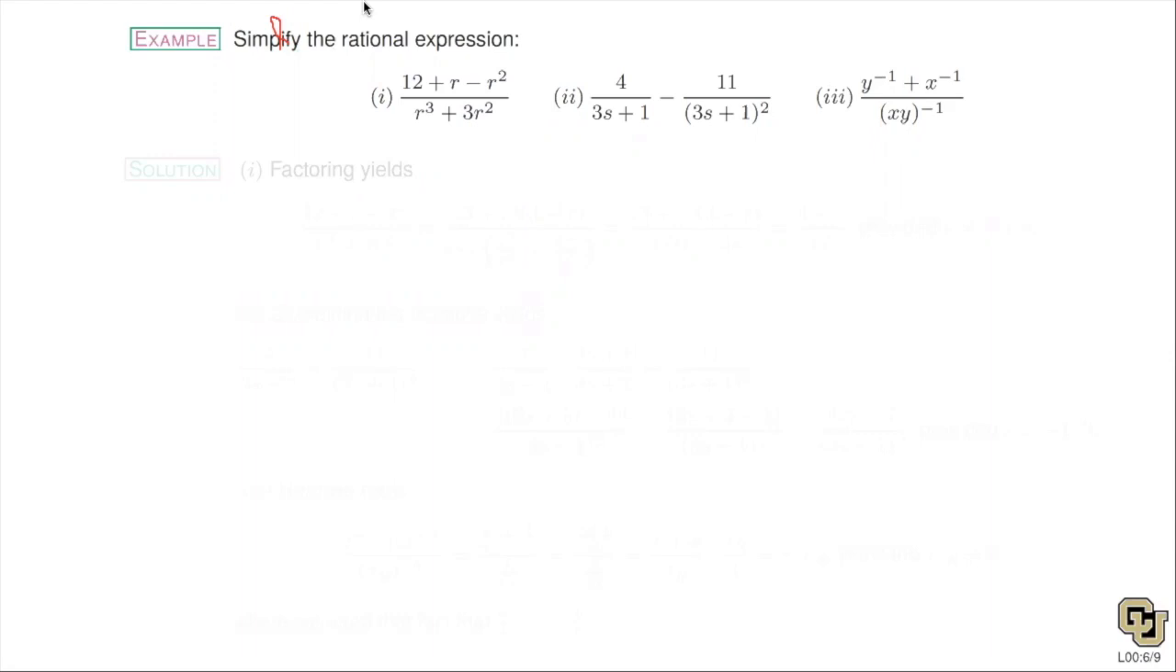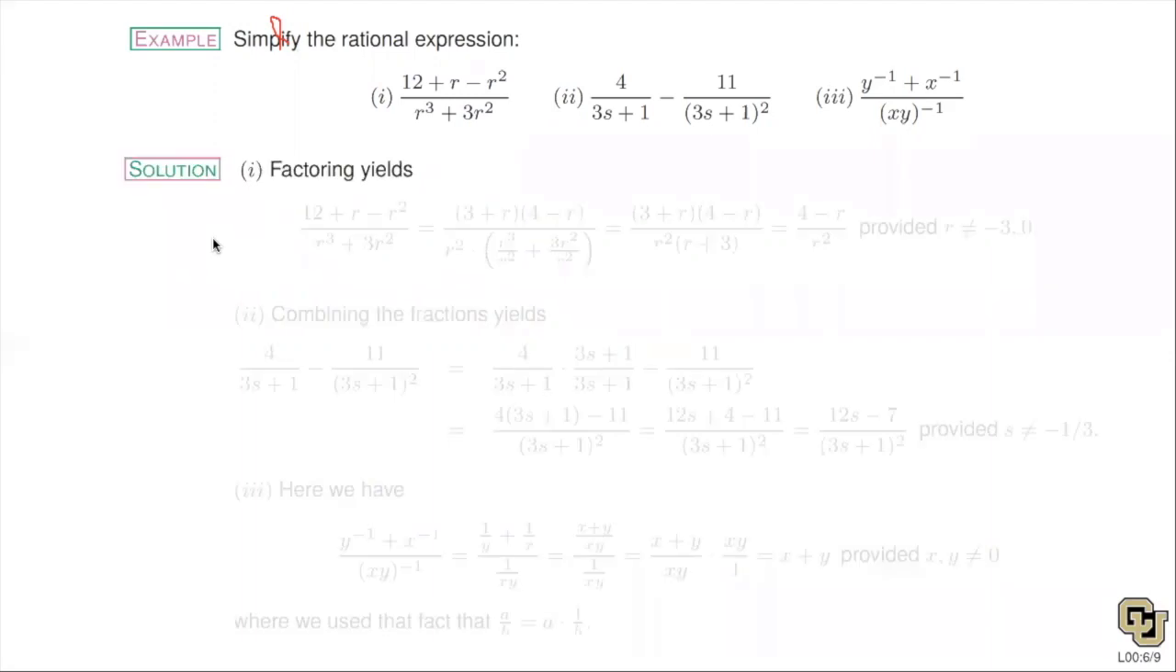And 2, if you have a fraction, is to cancel any terms. So for this first problem, I'm looking at the top numerator and denominator. Certainly in the denominator, there's a common term I can factor. So here, I'm going to try and factor. In the denominator, you can factor out an r squared. And in the numerator, if you do reverse foiling, you can factor it as 3 plus r times 4 minus r.